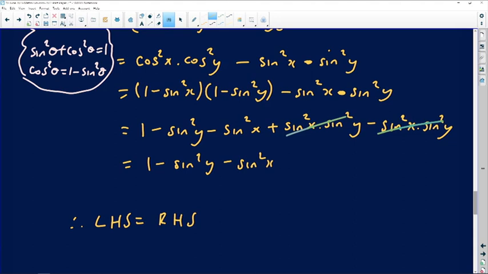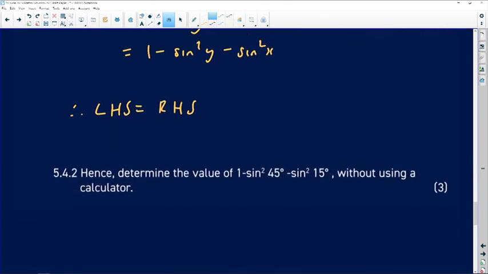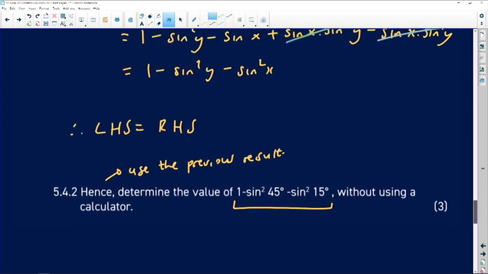Now, the next question is asking us to do the following. They say, hence. When we see the word hence, it means use the previous result. Okay, hence determine the value of 1 minus sine squared 45 degrees minus sine squared 15 degrees without using a calculator.